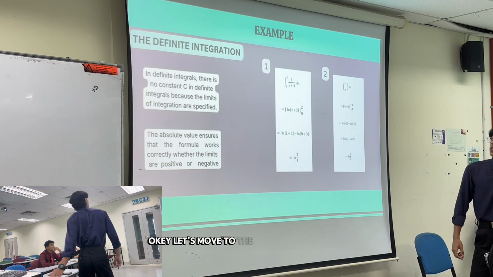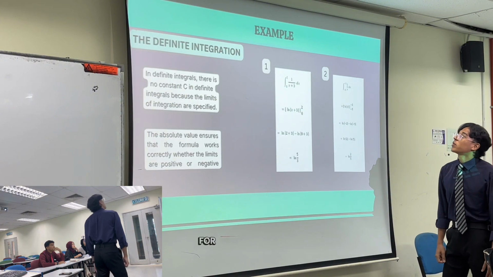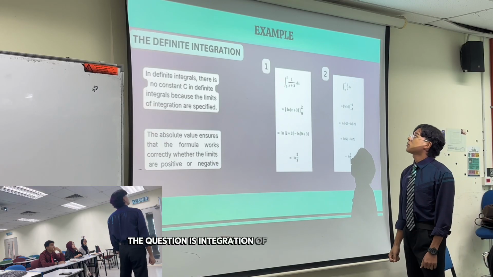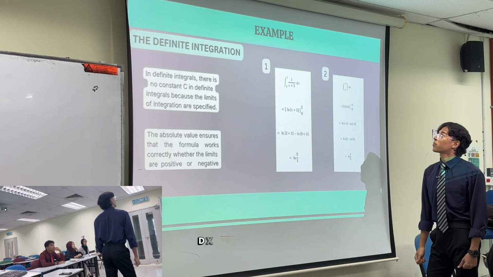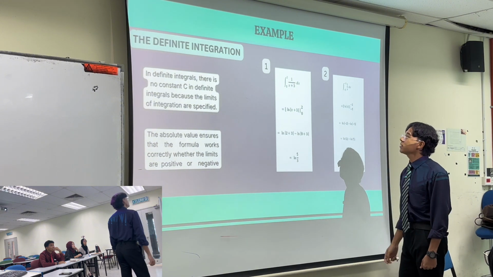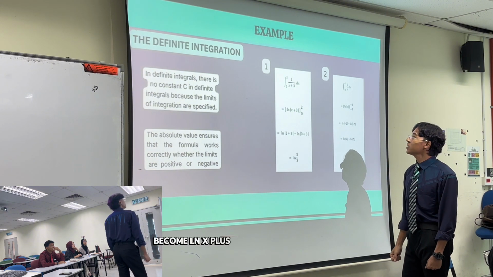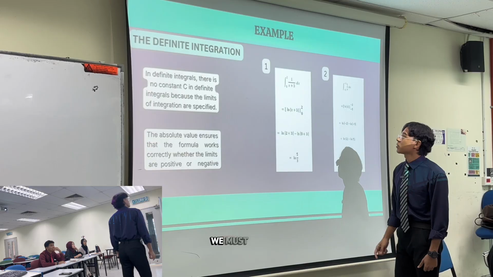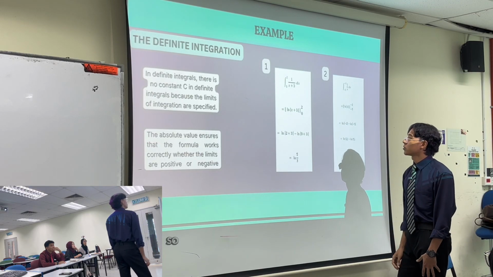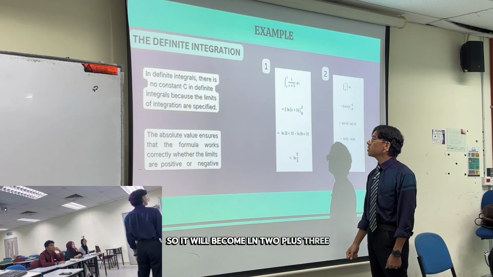Okay, let's move to the definite integration. For the first example, the question is integration of 1 over x plus 3 dx from 0 to 2. We can integrate the function and it becomes ln of absolute value of x plus 3 from 0 to 2. We must always remember to put absolute value in the ln.